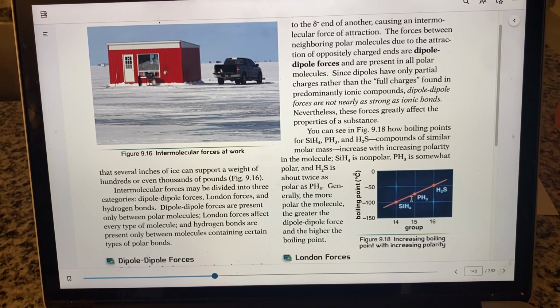Since dipoles have only partial charges rather than the full charges found in predominantly ionic compounds, dipole forces are not as strong as ionic. Remember, with ionics, when they turn into ions, they give up an electron, and one's a positive cation and one's an anion. So these are just partial, so they're a lot weaker than ionic forces.